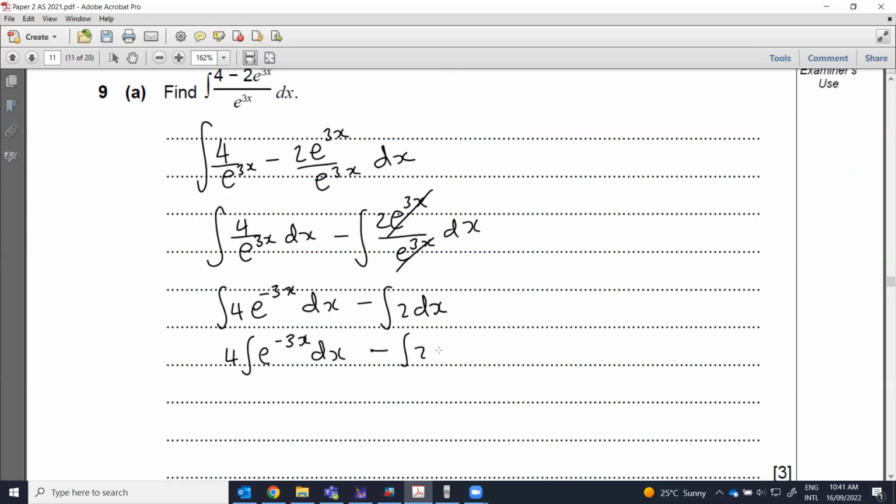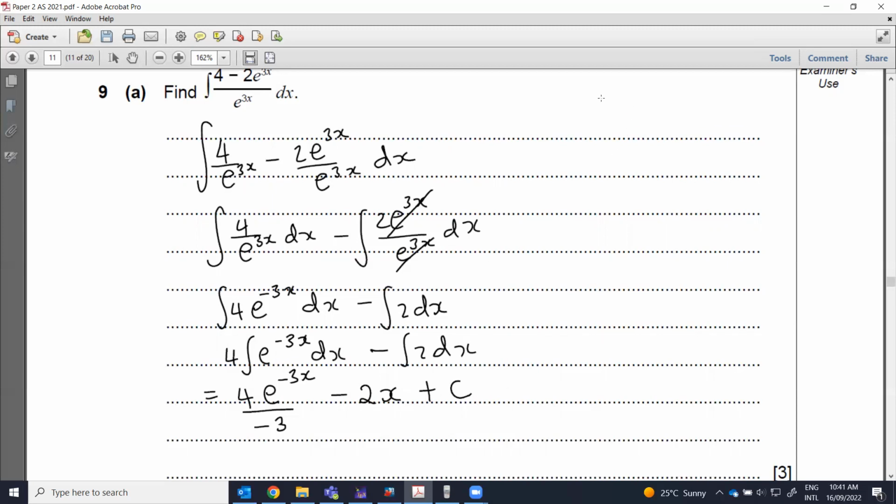And then minus 2 dx. So I just want to integrate everything at once. So my answer here, this is 4. When we're integrating e to the power of something, first it remains e to the power of 3x, and then we divide by this number here in front of the x. So we divide by negative 3, and then this one gives 2x, and then we add our constant of integration.